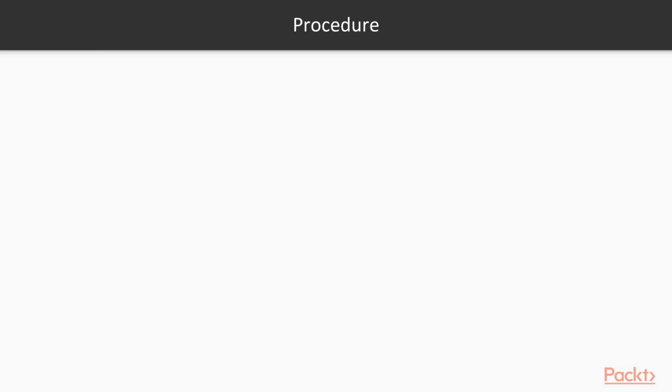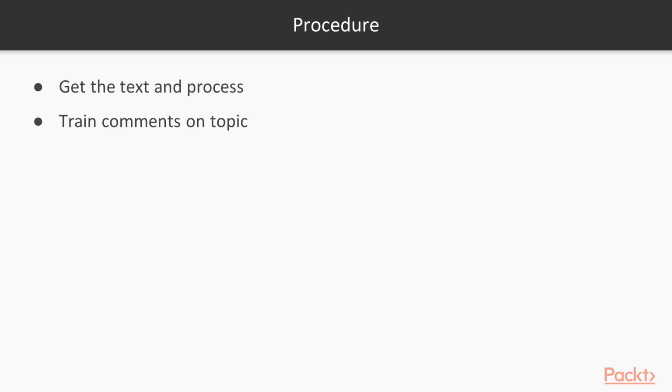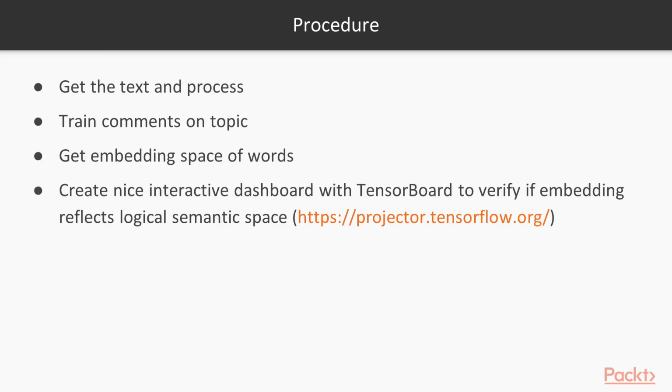What is the procedure then? First of all, get the text and process it. Then we train the comments on the topic, we get the embedding space of the words, and then finally create a nice interactive dashboard with TensorBoard to verify if the embedding reflects a logical semantic space.